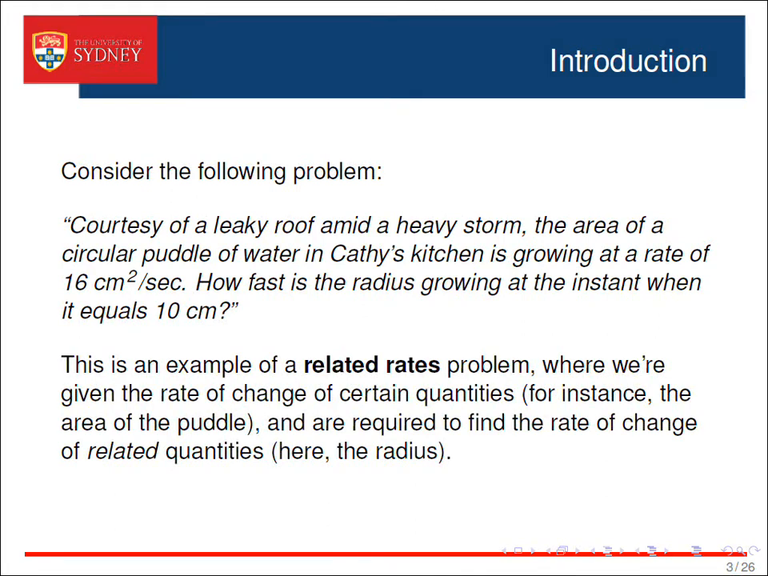This is an example of a related rates problem where we're given the rate of change of certain quantities, here that's the area of the puddle, and are required to find the rate of change of related quantities, here that's the radius.